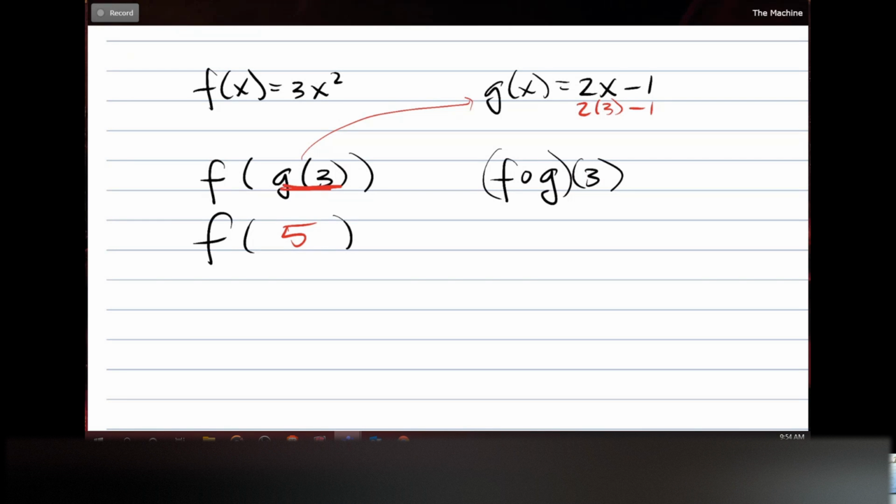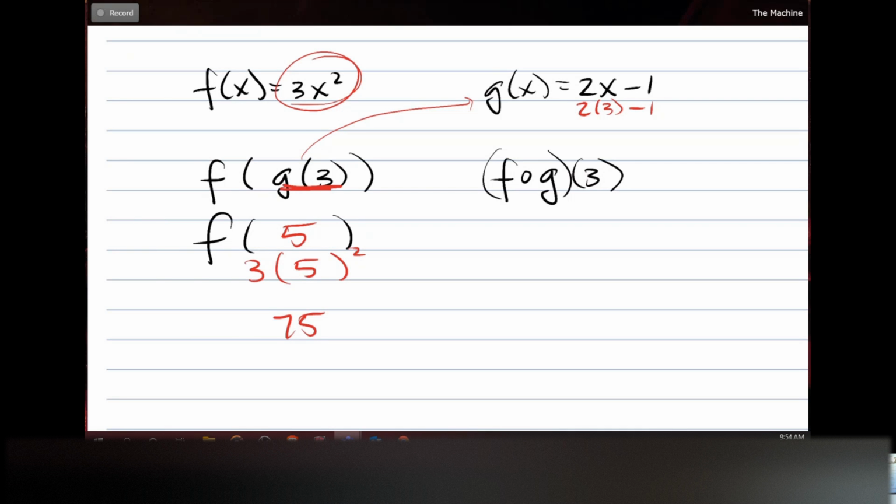This is now f of 5. G of 3 has now been replaced with 5. What's now f of 5? It's 3 times 5 squared. It'd be 25 times 3. Final answer? 75. Yes, sir.